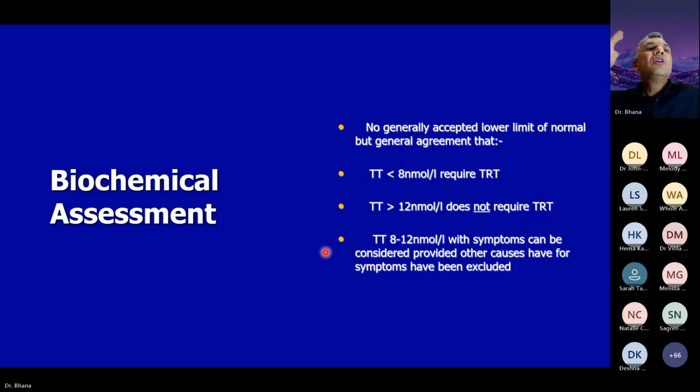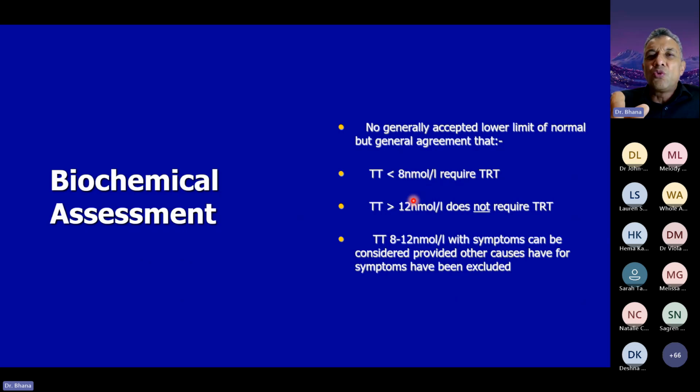So let's look at the biochemical assessment. There's no lower limit. I mean, that level can go up to 2 in men. So ideally, you want total testosterone levels to be above 12. And if it's above 12, you don't really require treatment. Below 8, you definitely require treatment.